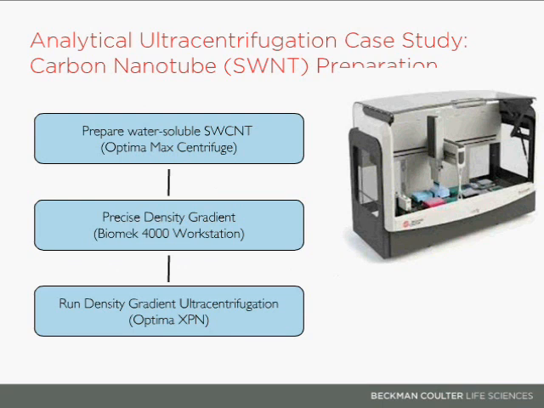Finally, we ran the density gradient ultracentrifugation on the Optima XPN floor model ultracentrifuge by centrifuging at about 300,000 G, 288,000 G for 32 hours. We're able to isolate the single chirality species.